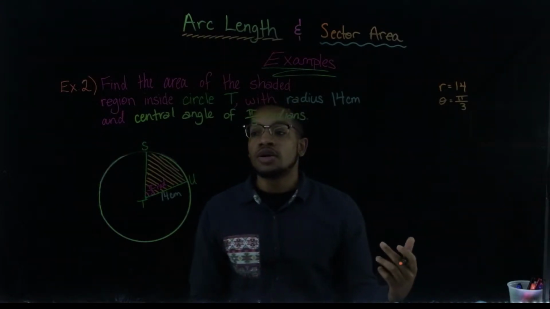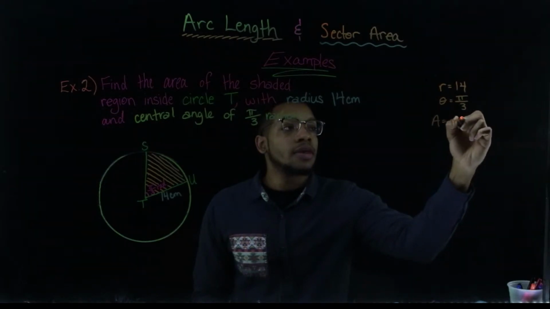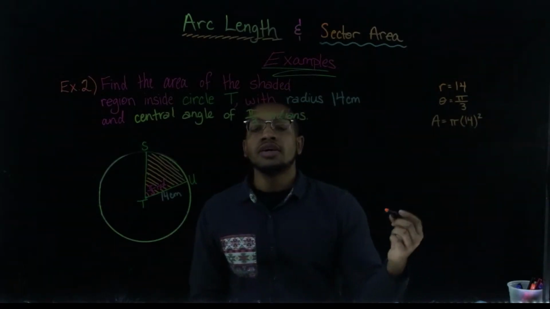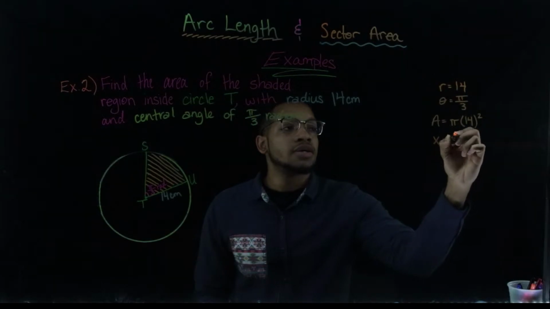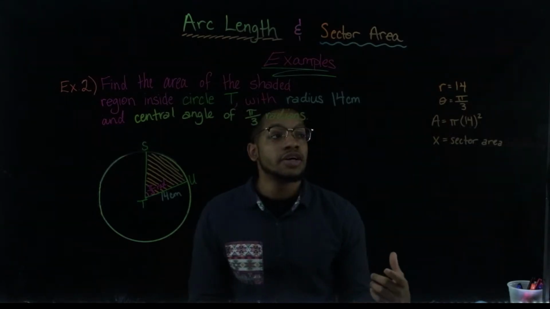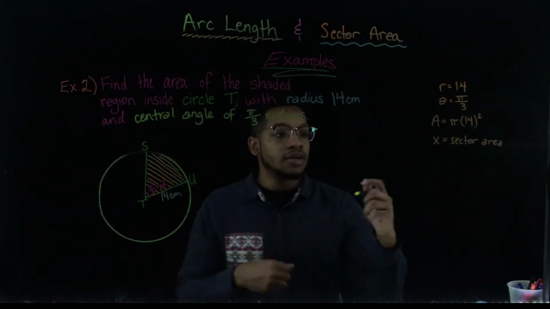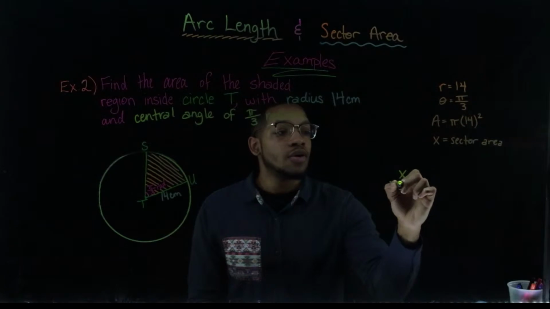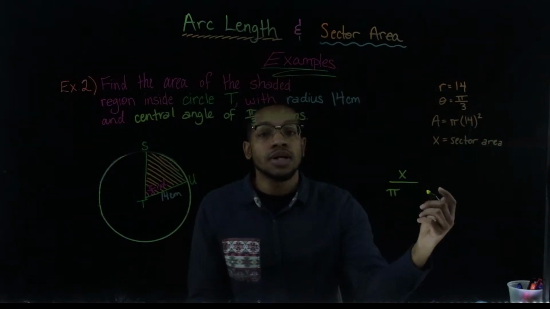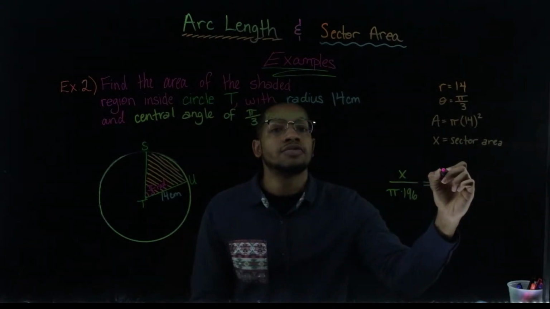And then we're gonna need to know the area of a circle, which is pi r squared. So pi 14 squared. And then the area of the sector is what we're trying to find, so we can just let that be X. All right, so now let's go ahead and set up our proportion. You know, the sector area is a fraction or a portion of the whole area. So we can say X over pi. So instead of saying 14 squared, I'm gonna just say pi times 196. And then that's gonna be equal to that central angle, which is pi over 3, out of 2 pi radians.